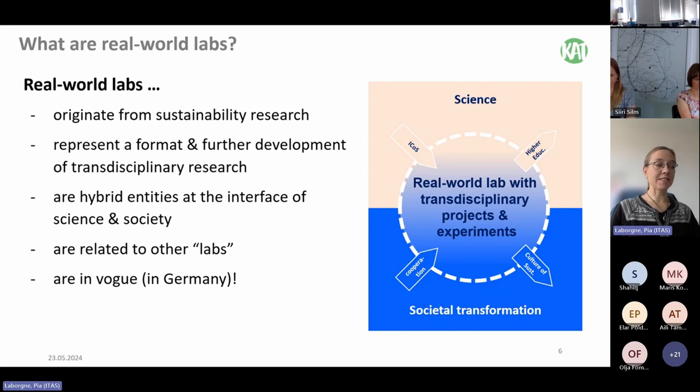Conducting science for sustainability in a sense means normative, value-led research, while also pursuing a creative claim of transformative research. Accordingly, these normative premises need to be analyzed, especially in real-world lab research. So it's important to disclose them from the outset.